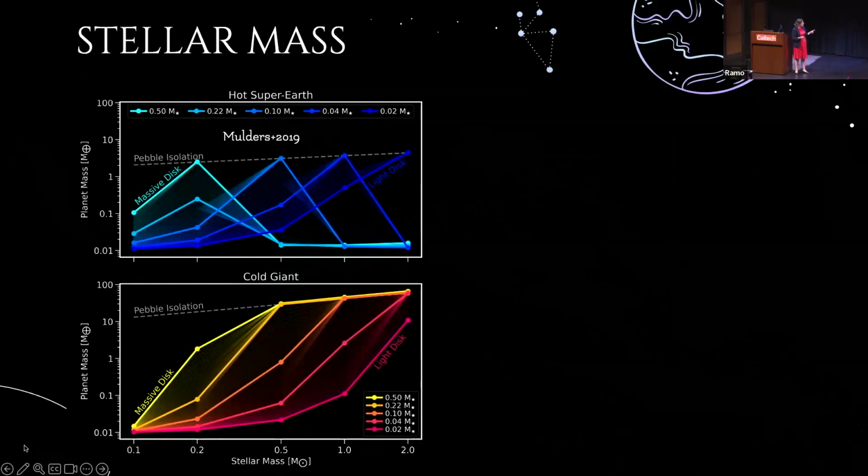Okay. Mulders came back to this a few years later. This is Mulders 2019. This is a paper where he talks about this idea that if you have enough material in the protoplanetary disk, you build a giant planet. And once your planet is large enough, you cut off pebble flow. So pebble accretion is one of the planet formation models. You cut off pebbles migrating inwards to form small planets.